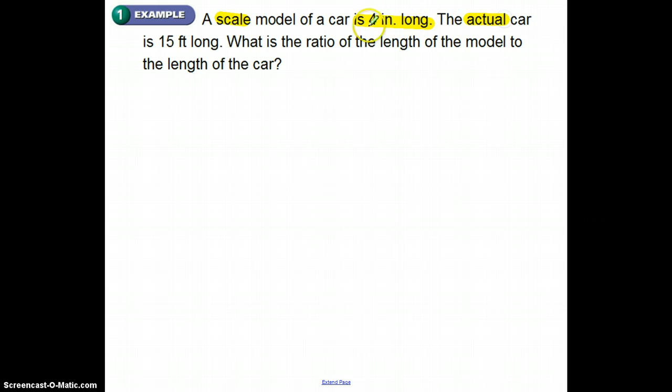The actual car is 15 feet long. What is the ratio of the length of the model to the length of the car? So really you have two different things to think about in this one. I do want you to remember that if it's a ratio, that has to mean some kind of fraction. And they say model to the length of the car. So whatever they mention first goes on top. So it's model over the real car.